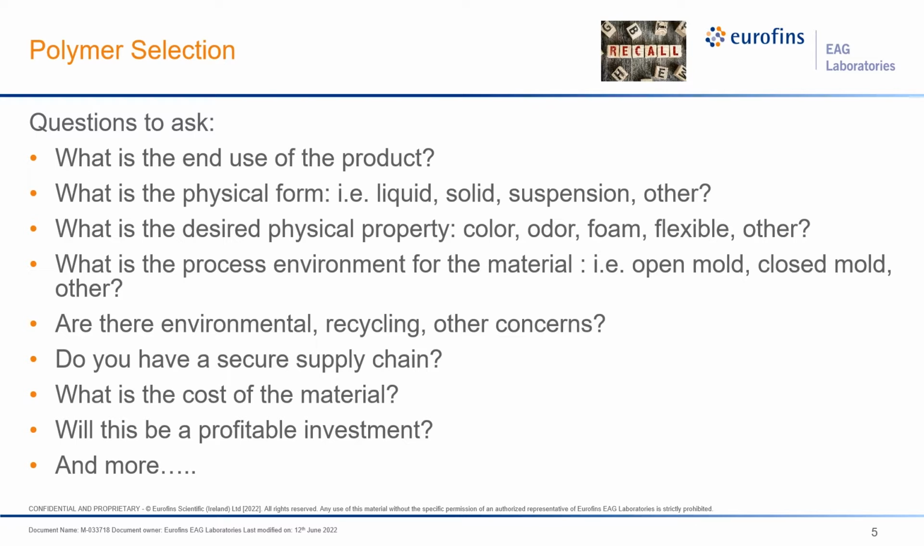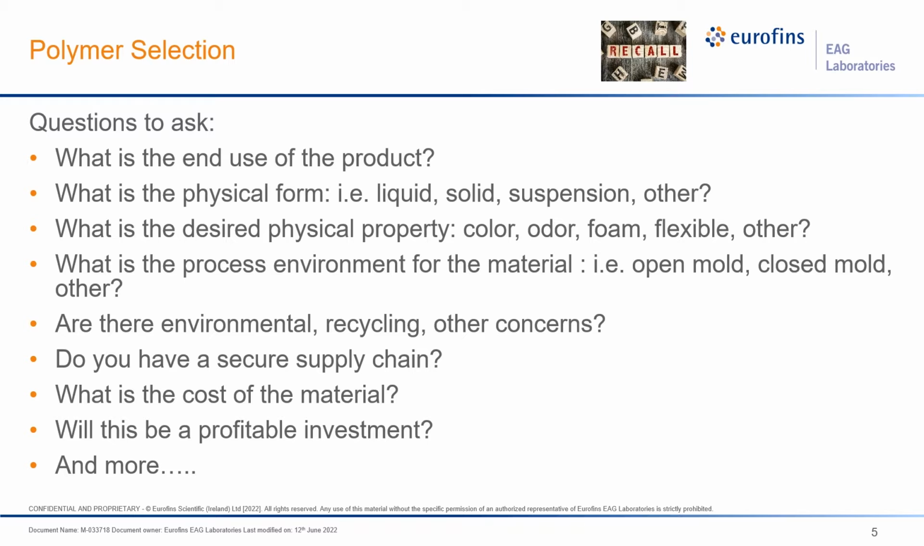Things like liquid. Does it need to be a liquid so it can flow? Does it need to be a solid so that it can be molded? Should it be in a suspension? Other application. What is the desired physical property that you need the material to have? Is there a certain color, such as an additive or a pigment that needs to be added? Is there a specific odor? In other words, reduction of odor. Or does it need to have a fruity smell? Should it be a foam? Does it need to be flexible? Or is there some other kind of property that you're looking at?